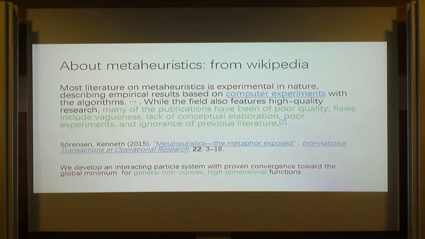If you go read this literature on so-called metaheuristics, this is what I stole from Wikipedia. This is what the people say on Wikipedia. Most literature on metaheuristics is experimental in nature, describing empirical results based on computer experiments. Many of the publications have been of poor quality. Flaws include vagueness, lack of conceptual elaboration, poor experiments, ignorance of previous literature.